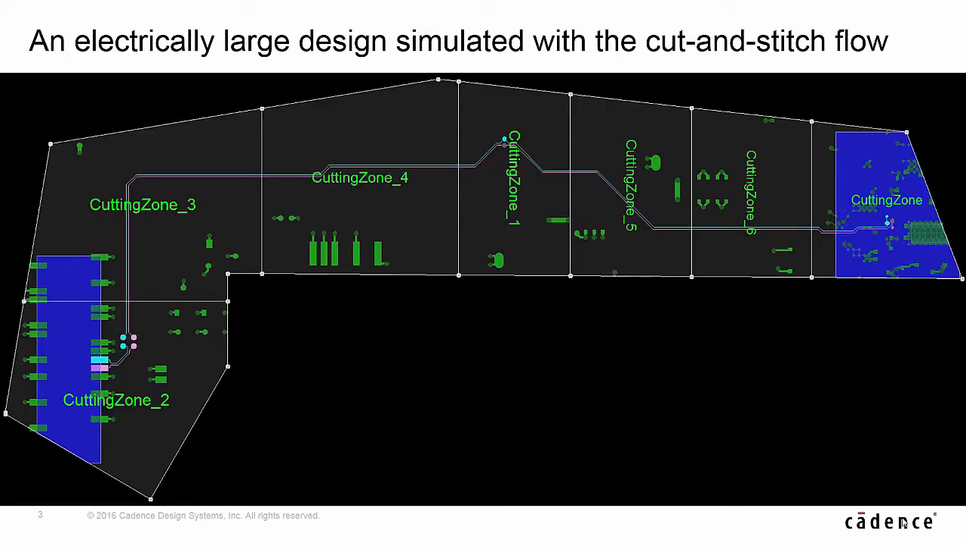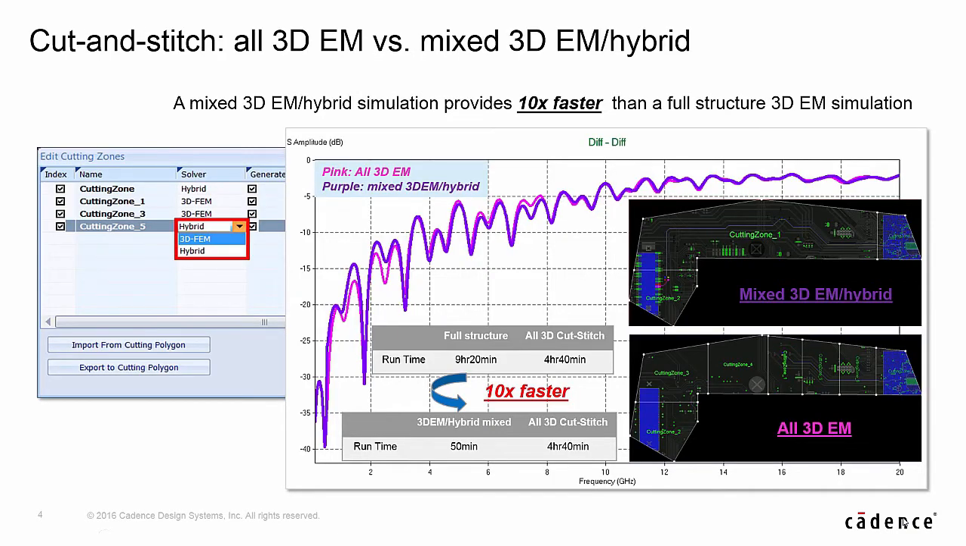Let's examine the benefits of a mixed solver cut and stitch flow using a PCB serial interconnect. This simulation is for a very long diff pair from one mounted component to another, including multi-layer transitions at each end and in the middle. 7 zones were defined that isolate the 3D transition regions from the more uniform routing area. The 4 routing areas were simulated very effectively using the hybrid solver, and the 3 multi-layer transition areas simulated with the 3D solver. This interconnect is very long electrically, with each impedance ripple in the response corresponding to a half wavelength, nearly 14 wavelengths at 20 gigahertz.